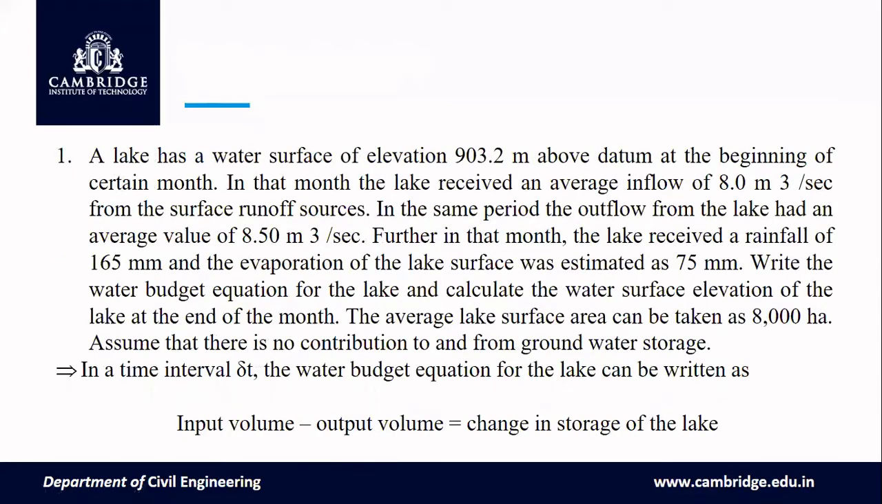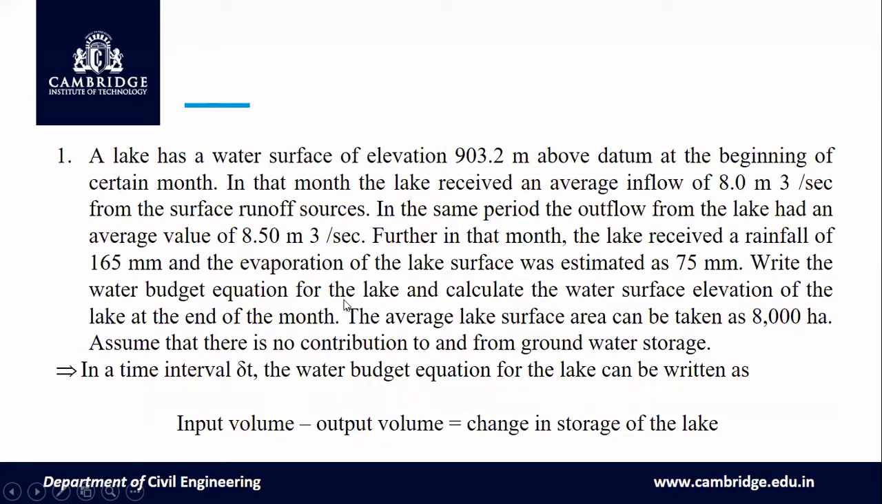We'll solve some numericals on this water balance equation. You can see the problem. A lake has a water surface elevation of 903.2 meters above datum at the beginning of a certain month. In that month, the lake received an average inflow of 8 meters per second from surface runoff sources. In the same period, the outflow from the lake had an average value of 8.50 meters per second. Further, in that month, the lake received a rainfall of 165 millimeters, and the evaporation from the lake surface was estimated as 75 millimeters.